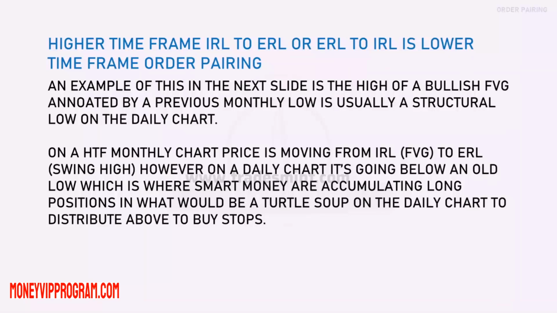So on a higher time frame monthly chart, price is moving from internal range, that fair value gap, remember, to external range, that was that swing high. However, on a daily chart, it's going to be below an old low, which is where smart money are accumulating long positions in what would be a turtle soup on the daily chart to distribute above those buy stops.